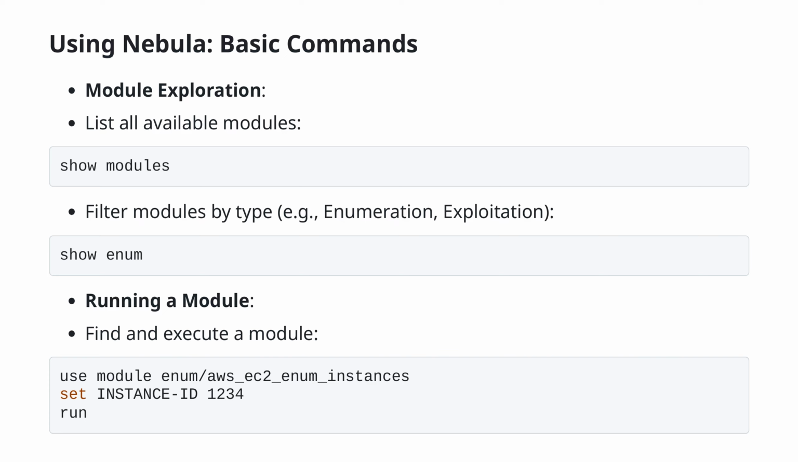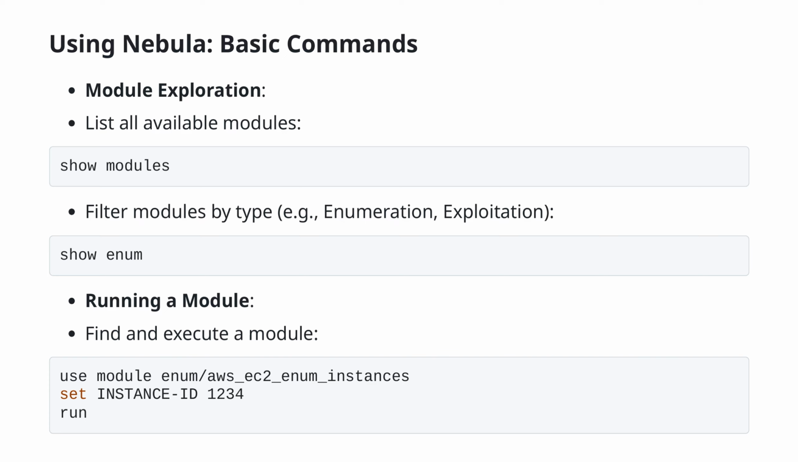On this slide, we'll cover some basic commands for using Nebula. Understanding these commands is essential for effective module interaction within Nebula. To start, you can list all available modules by typing show modules. If you're looking for modules of a specific type, like enumeration or exploitation, you can filter them with show enum. This command will display all enumeration modules, making it easier to find what you're looking for.